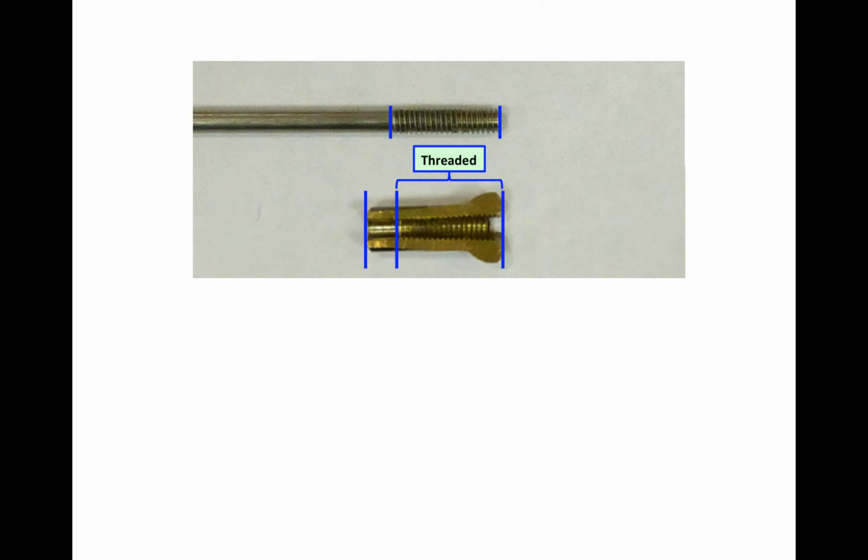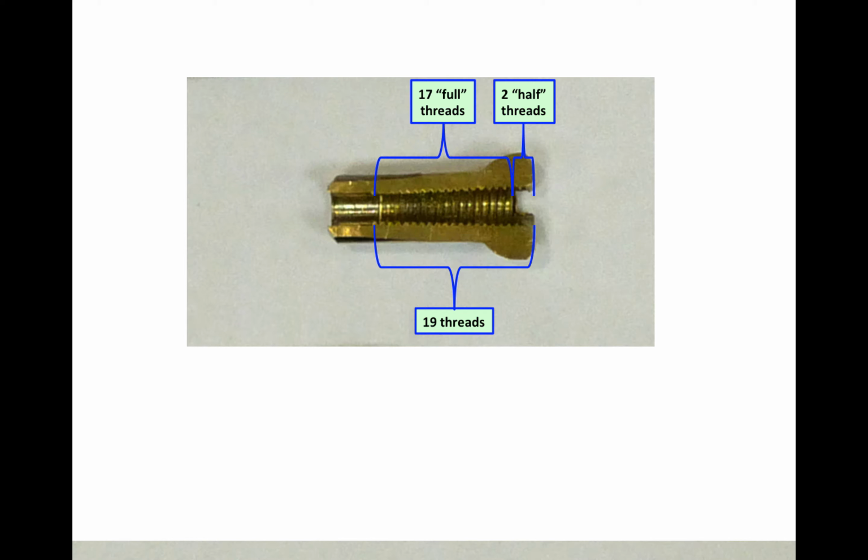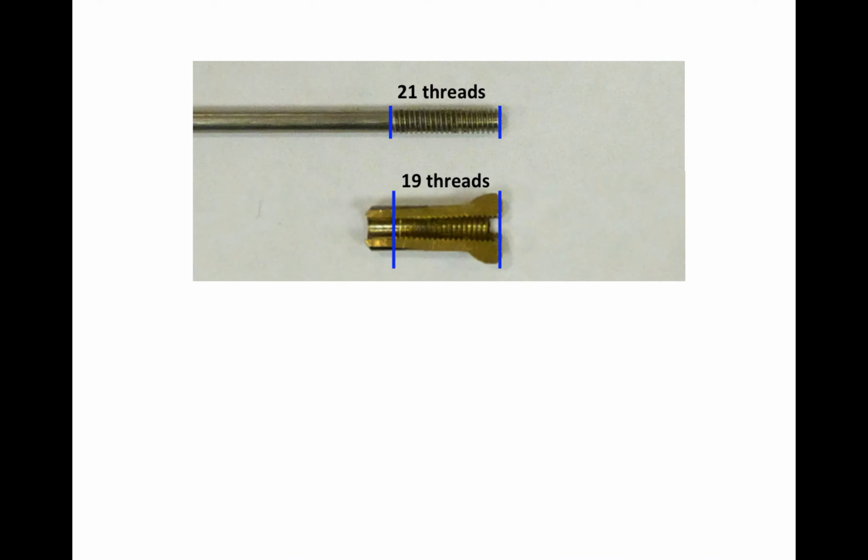Looking even more closely, we see that we have a total of 19 threads in the nipple, of which 17 are full threads, and two are what we call half threads, where the slot is on the nipple. The spoke has 21 threads, and the nipple has 19 threads.